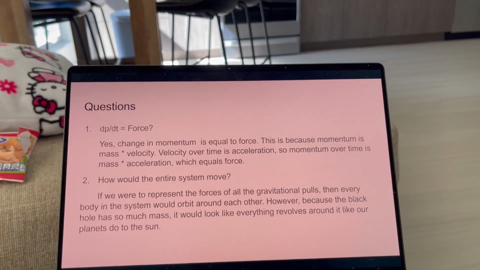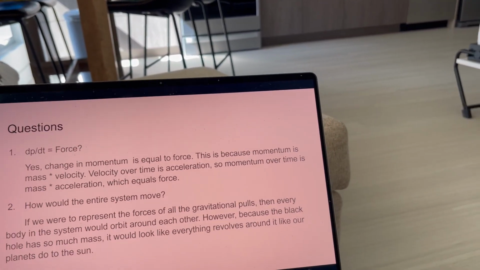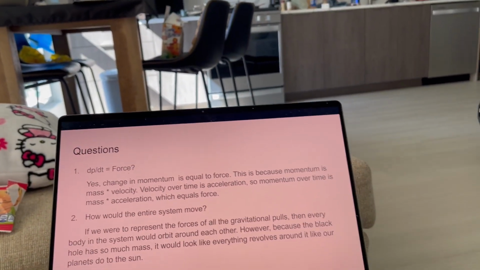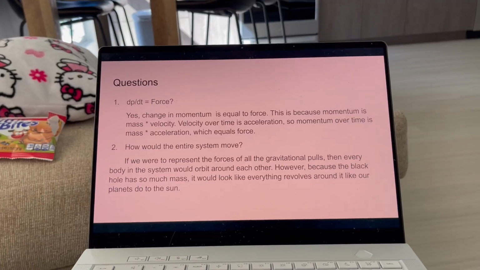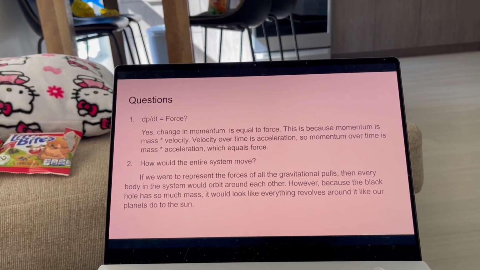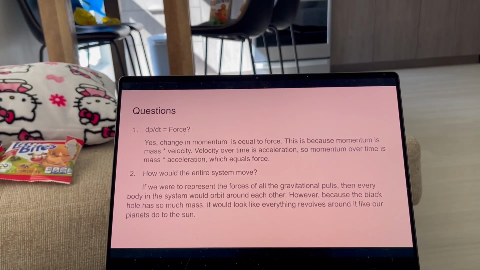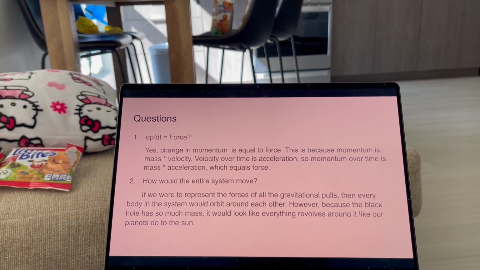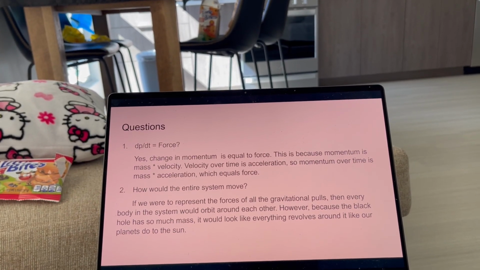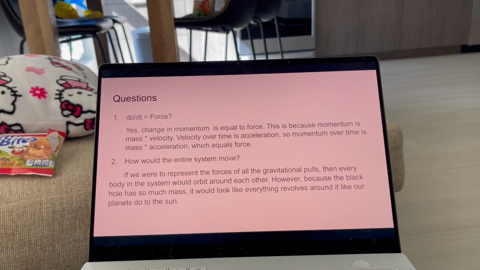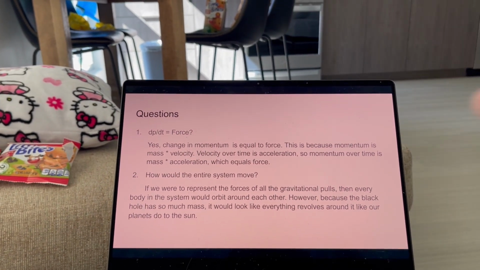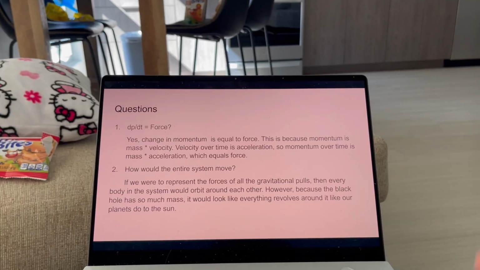How would the entire system of the black hole and the little planet move, with the star of course? All of the gravitational pulls would affect each other and they would all orbit around each other. But because the star and the black hole are so big, the black hole wouldn't really look like it was moving, and the star would move in proportion to the black hole, but it wouldn't be apparently moving in proportion to the small planet. So it would just look like how our sun looks, with Earth and Mercury and all the other planets circling it.